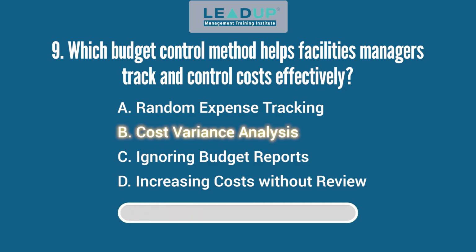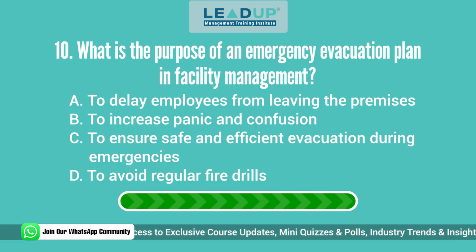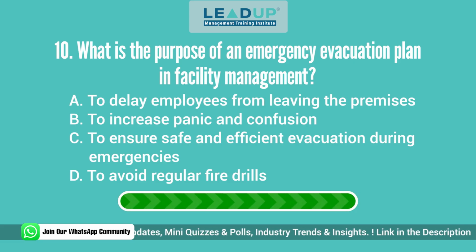Answer: cost variance analysis. Question 10. What is the purpose of an emergency evacuation plan in facility management? A. To delay employees from leaving the premises. B. To increase panic and confusion. C. To ensure safe and efficient evacuation during emergencies. And D. To avoid regular fire drills.